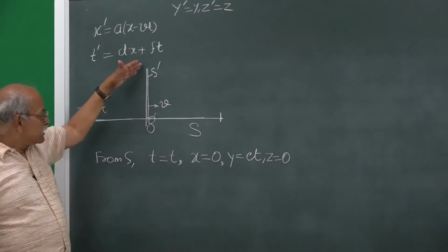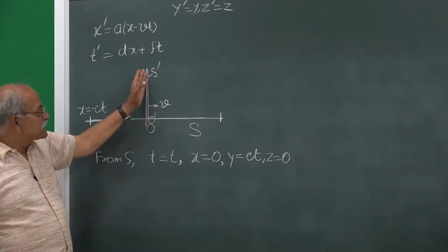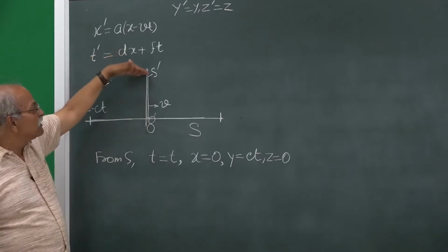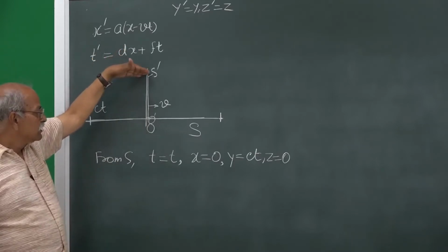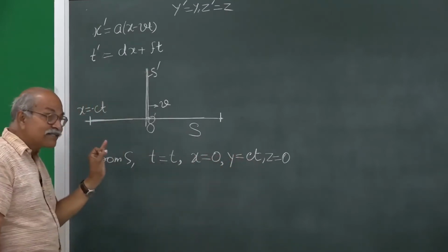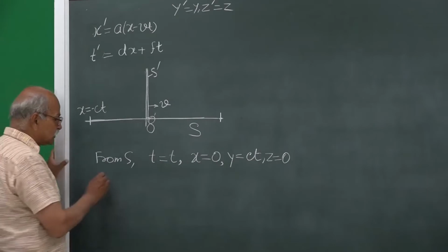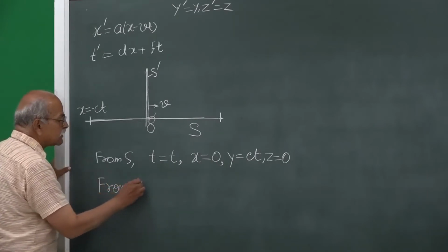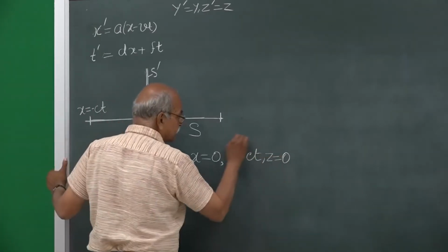And this event is radiation going along the y axis in S and reaching a particular point of the y axis at time t. These are the coordinates and this is the time. This event as seen from S prime, this is my event number 3.